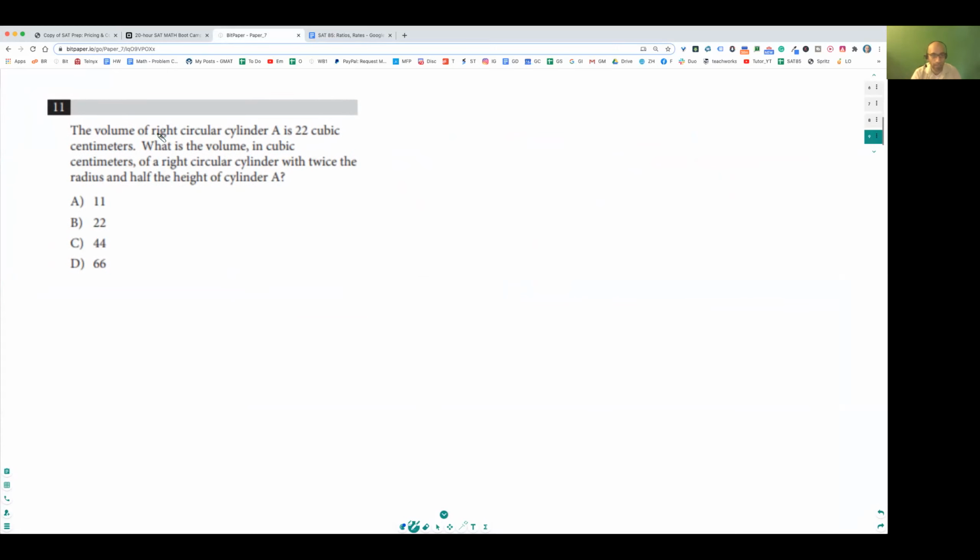Okay, right circular cylinder. We just did this. I think it was Friday when I was explaining this type of thing. The volume is pi r squared h. Okay, that's the volume. So the volume is pi r squared h. And try this problem. See if you can solve it.